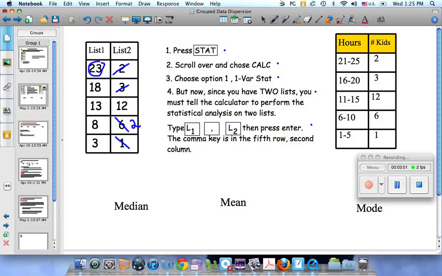Okay, now I have 2 on the bottom. I have 12 here. Well, obviously my median is going to be somewhere in here. Because if these 2 on the bottom cross off with 2 on the top, that's still going to leave me with 10. So my median, though, is not 13. My median is the interval 11 through 15.